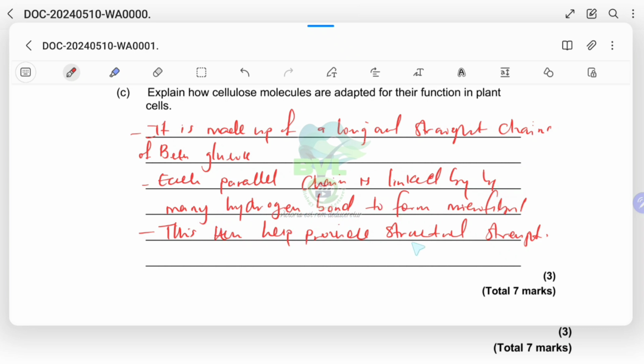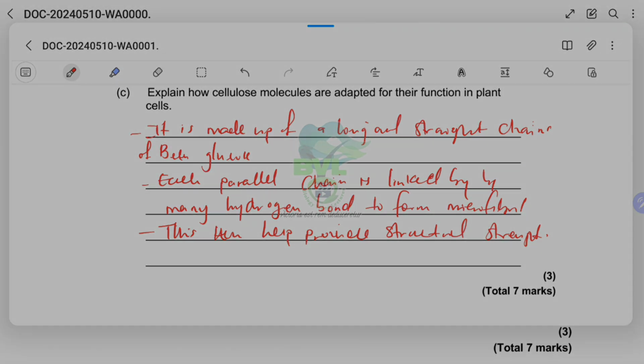These then help provide what? Structural strength in plants. It's possible for you to start with this statement, that okay, it provides structural strength in plants. Okay, the next line can now be, this is achieved because it's made up of long chains, all of those points. Hope that made sense.